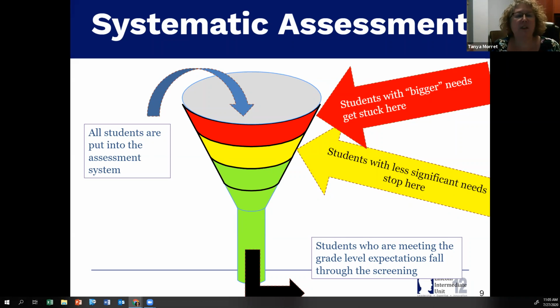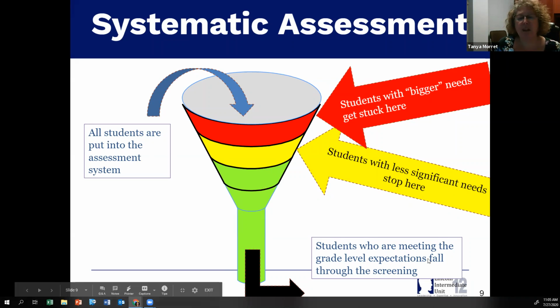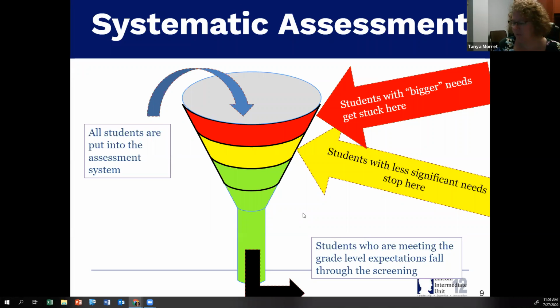With the COVID closure, this picture may look very different. We may have fewer students who are ready for grade level expectations and more who have significant needs or even bigger needs. And therefore, our core instruction may start to look a little different.